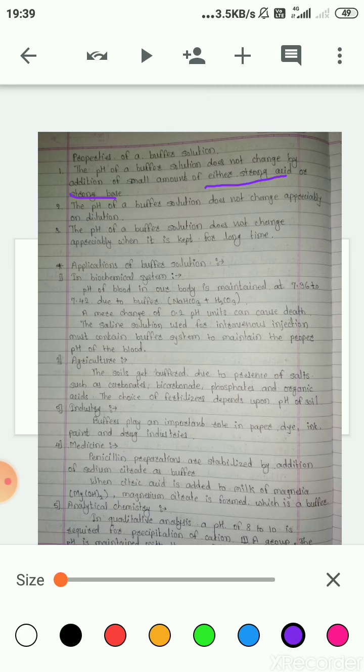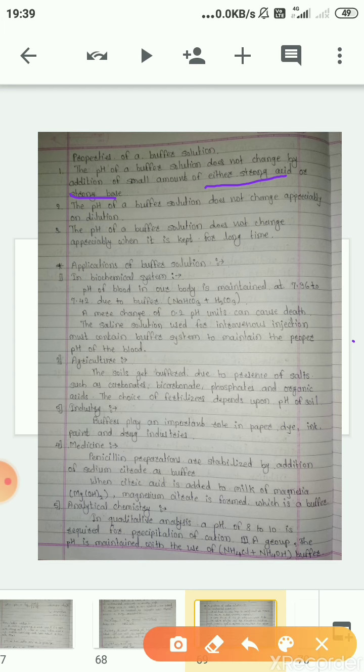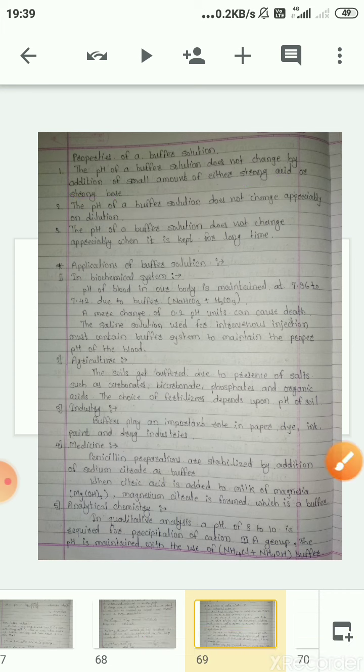If we have prepared a buffer solution and we keep it as it is for 2 months, 4 months, 6 months, then the pH of the solution will not be affected. That means the pH of the solution remains the same. So what we have seen are the properties of buffer solution. The first property is that the pH of buffer solution does not change by addition of a small amount of strong acid or strong base in the solution.